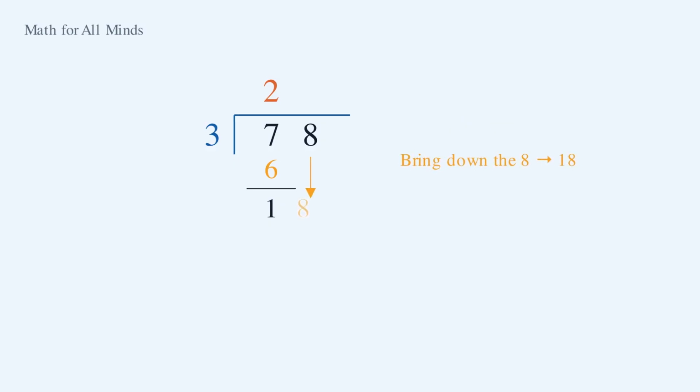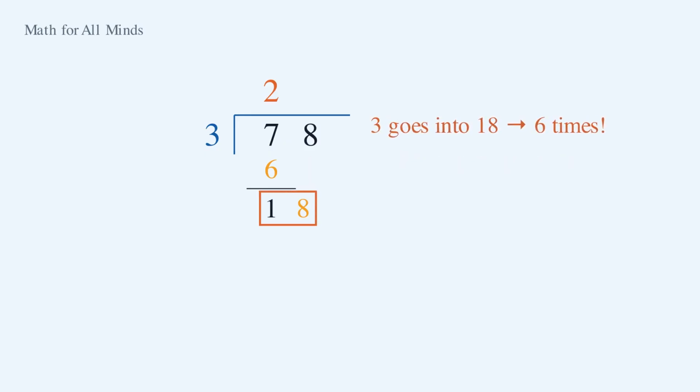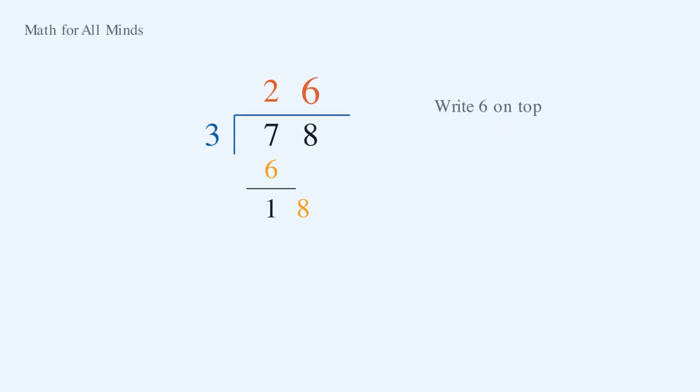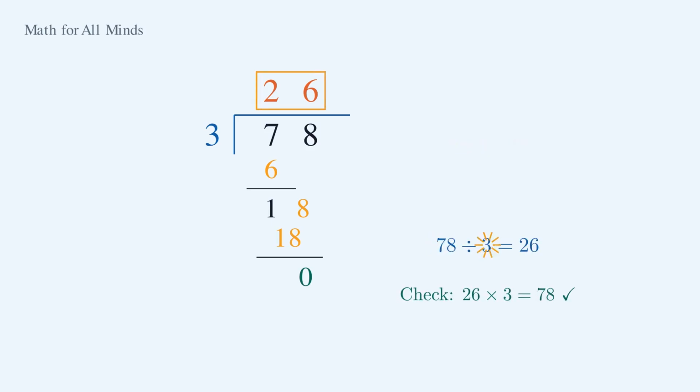Now bring down the next digit, the 8, to make 18. How many times does 3 go into 18? 6 times exactly. Write the 6 on top. 6 times 3 is 18, and 18 minus 18 is 0. So 78 divided by 3 equals 26. Beautiful. The check works, so we're confident. But division doesn't always come out clean.